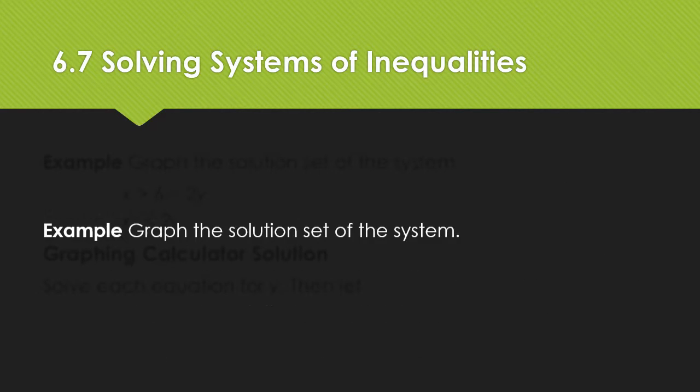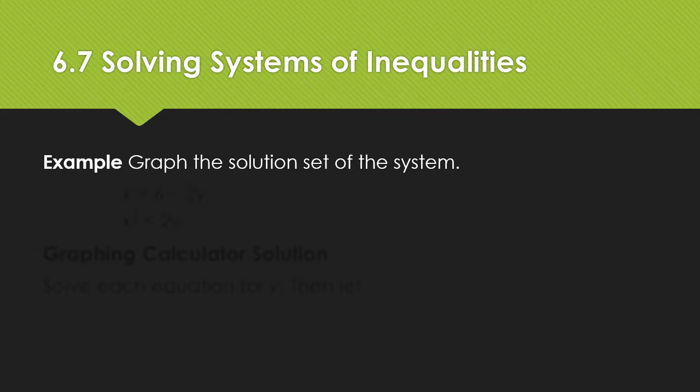Now we're going to solve a system of inequalities. A system of inequalities, like a system of equations, is a group of two or more inequalities that you are going to graph at the same time. And the answer is going to be the overlap of the shadings. So try this example. You're going to graph x is greater than 6 minus 2y, and x squared is less than 2y. Then you're going to shade those, and the overlap will be your solution. Pause the recording, give this a try, and resume to check your answer.